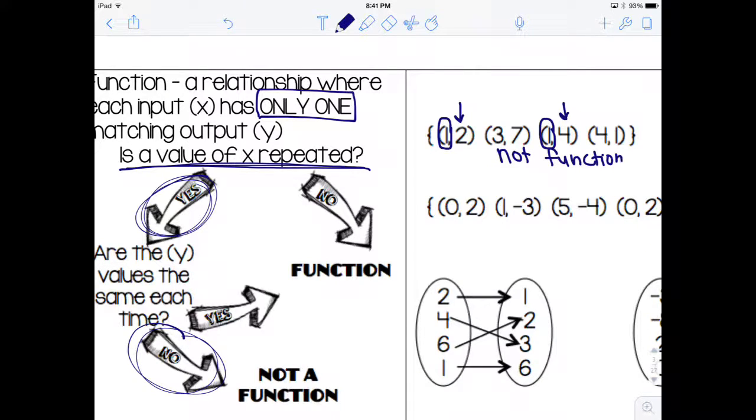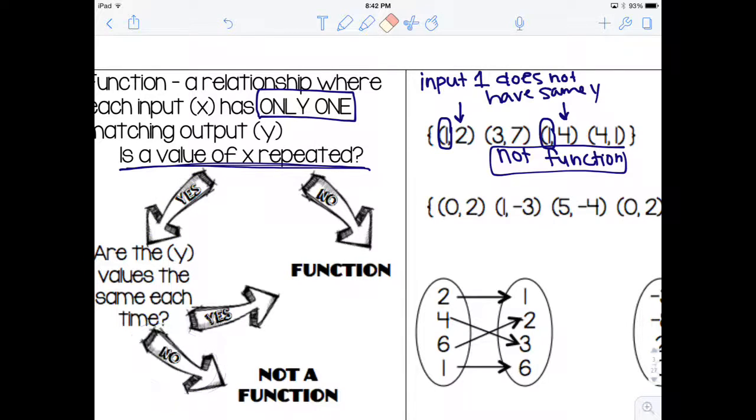Now, a lot of times it asks you to explain why this isn't a function. Because remember, each input x can only have one matching output y. So the input 1 does not have the same y. So the first time it has a 2, the second time it has a 4.